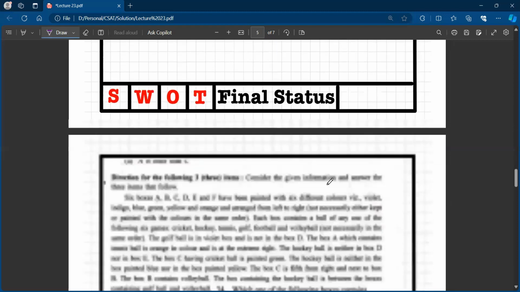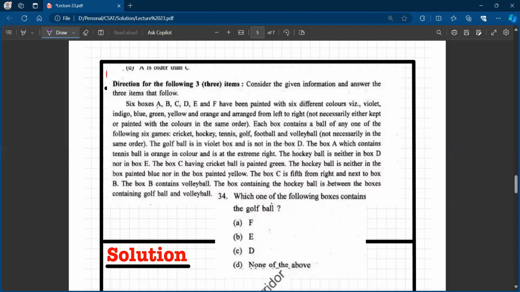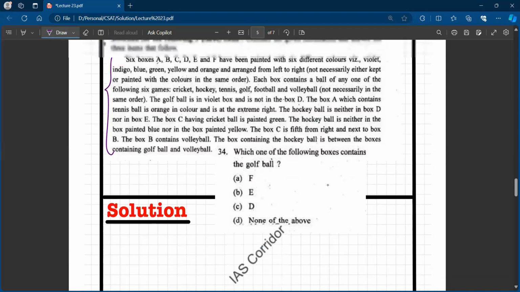Proceed to the next problem. That is question number 5. Such a big statement, big question. Okay? Let us read one by one. 6 boxes A, B, C, D, E, F. When there is such a big question, whose length is very big, do underline them so that you don't miss any statement. Otherwise there is a high probability you will skip certain statements.